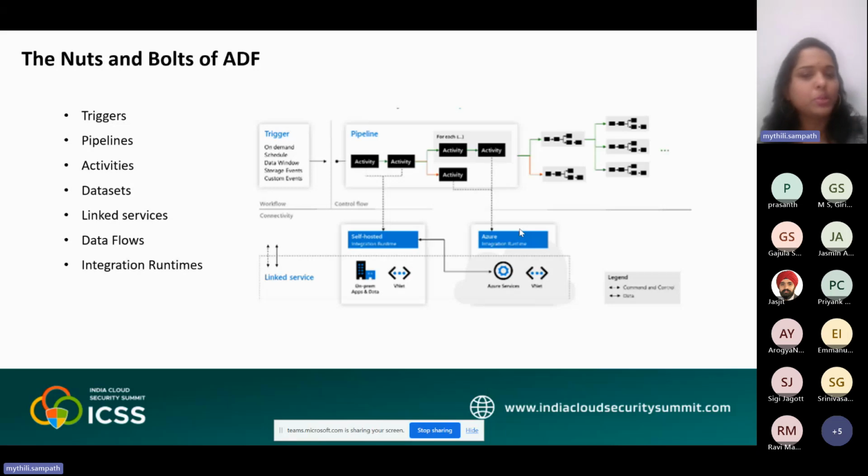Now the third one, Azure supports SSIS runtime as well. That's a recent one. So we have three integration runtimes. And this is what the cost involves. Integration runtime is where we are investing the cost. We are paying the cost.